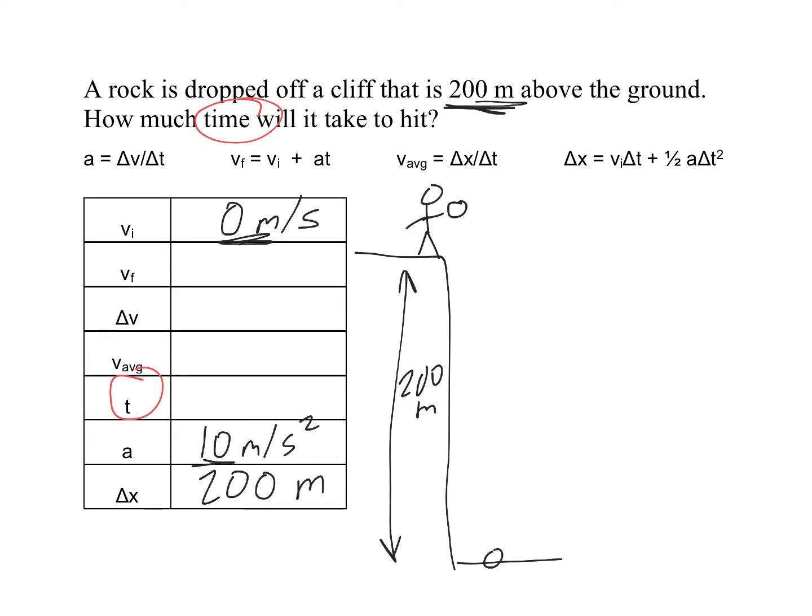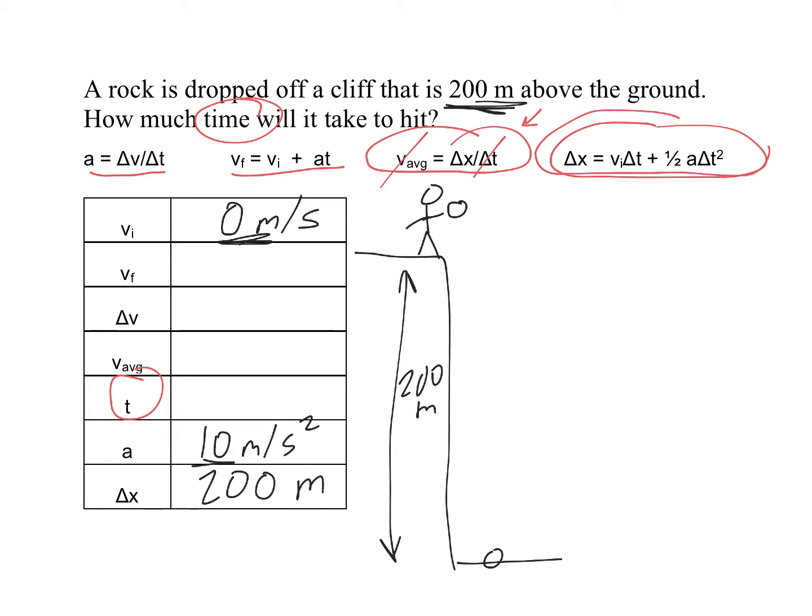So what do we do? We look at our equations and ask, what can we do to figure this out? This equation I can't really use yet because I don't know the change in velocity. This equation's no good. I could use this one to figure out the average velocity. Actually, no, I can't use this one either because I don't know the average velocity and I don't know the time. So this is really the only equation I can use.